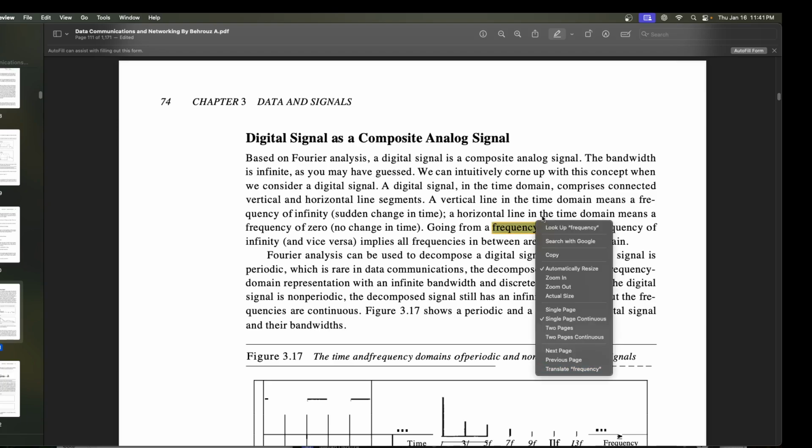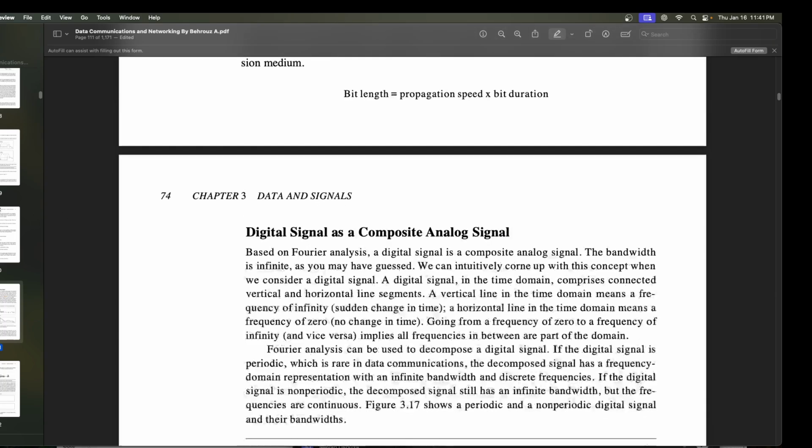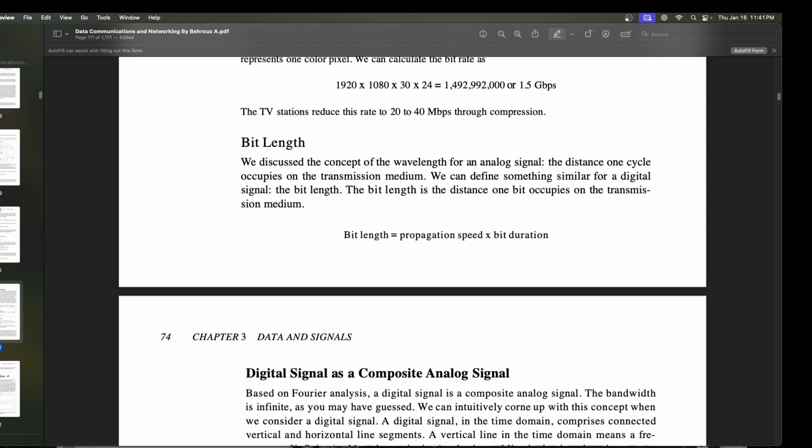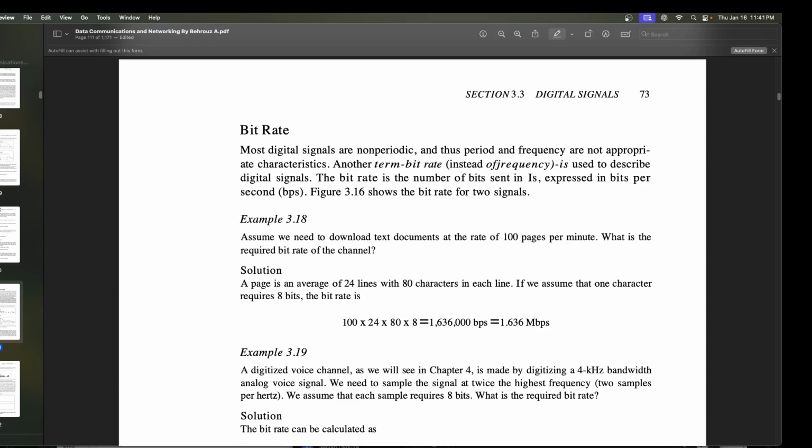You need to scroll up. Bit rate. Most signals are non-periodic, thus period and frequency are not appropriate characteristics. Another term, bit rate, is used to describe digital signals. The bit rate is the number of bits sent in 1 second, expressed in bits per second. Bitrate is the number of bits sent in 1 second.